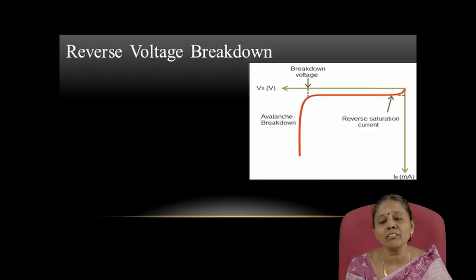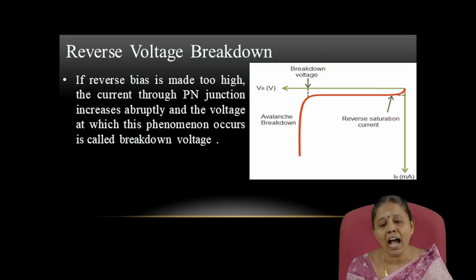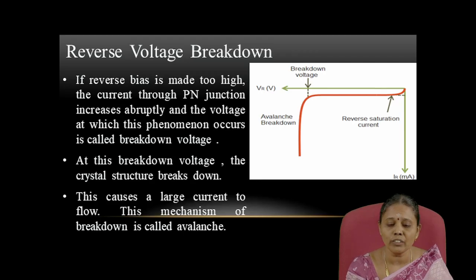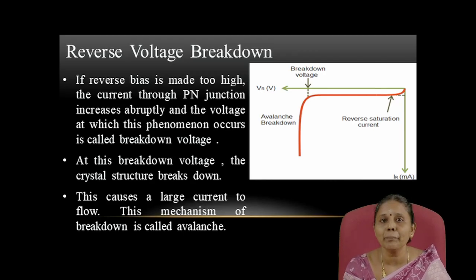And next comes reverse voltage breakdown. Here, the avalanche breakdown mechanism occurs. When the reverse bias is very high, the current flowing through the PN junction increases abruptly, and the voltage at which this phenomenon occurs is called the breakdown voltage. At this breakdown voltage, the crystal structure breaks down, and this causes a large amount of current to flow through the material. This particular phenomenon is referred to as the avalanche mechanism.